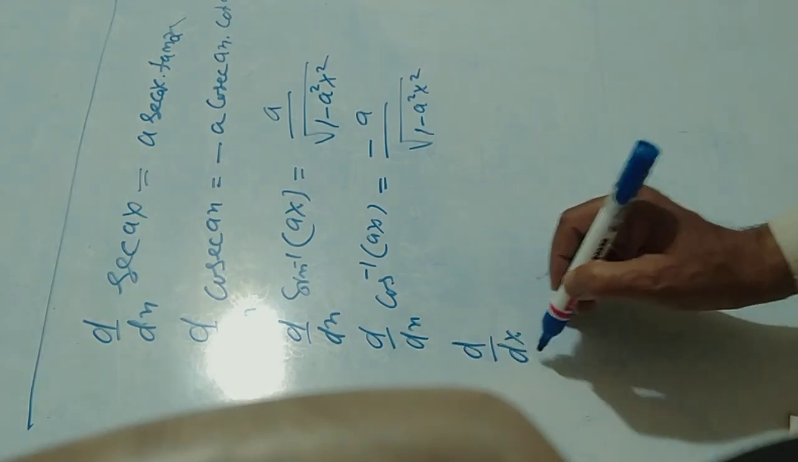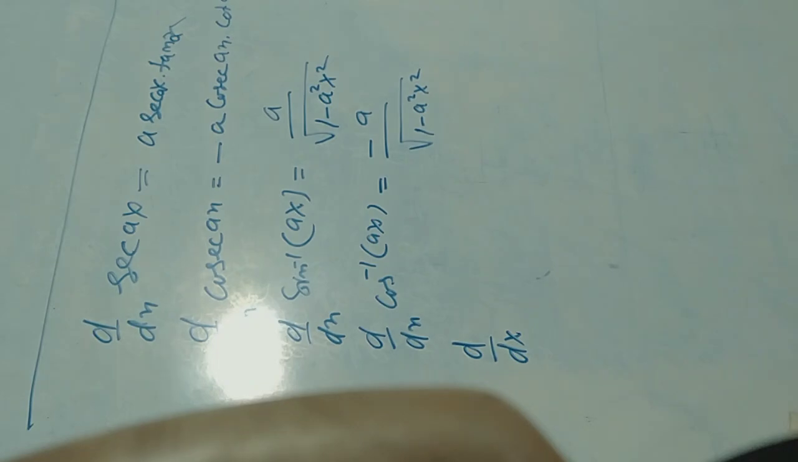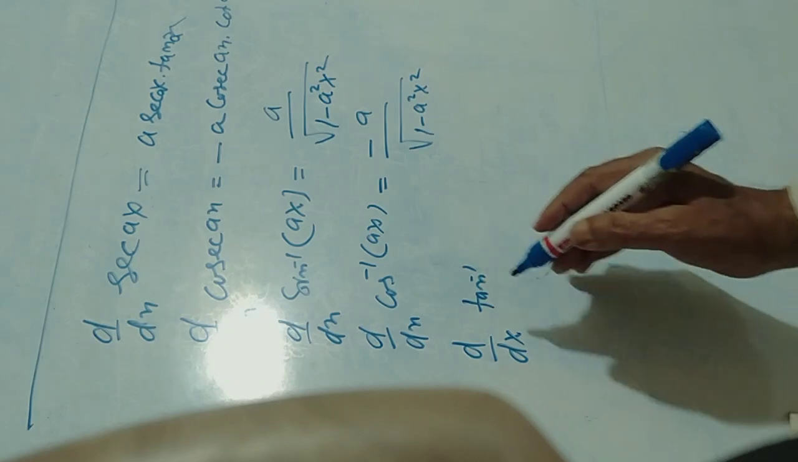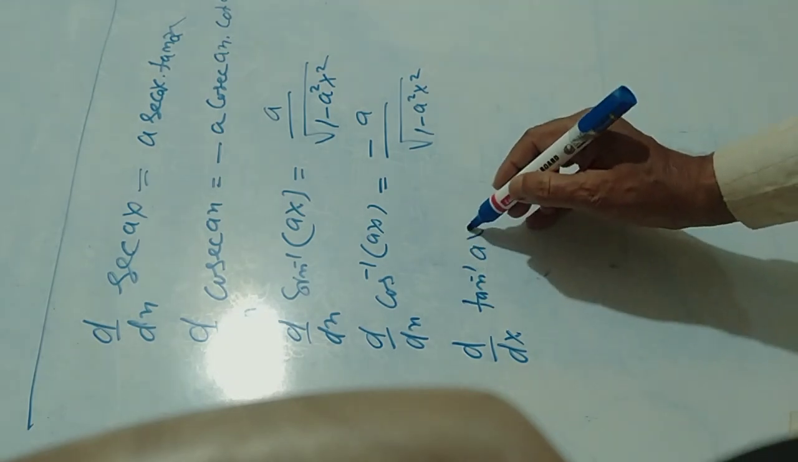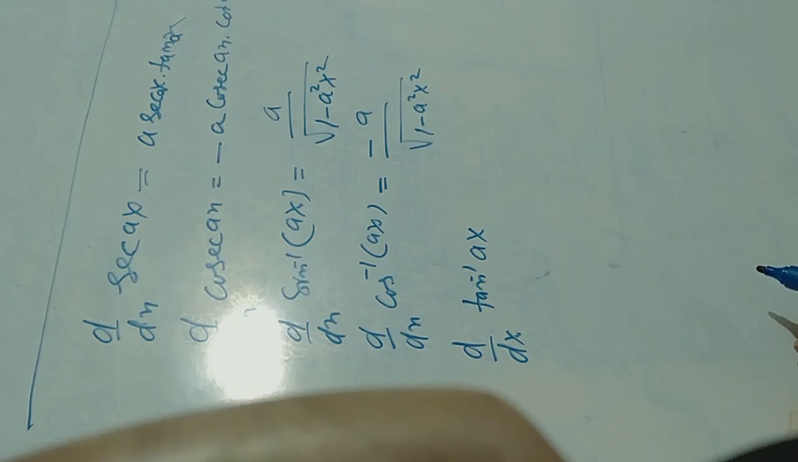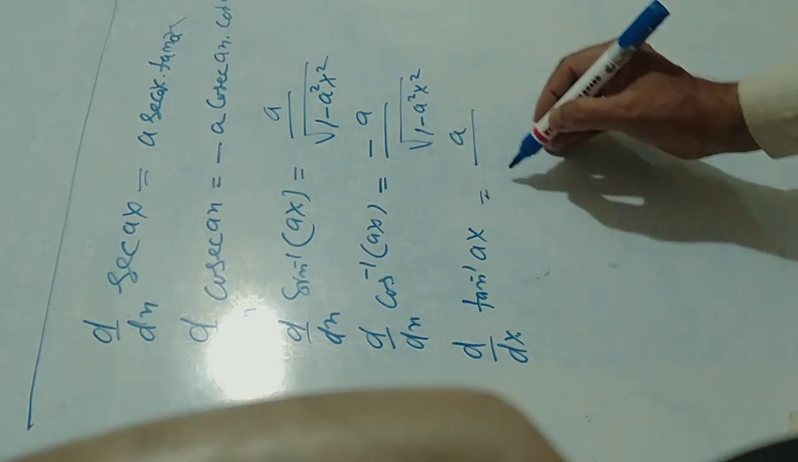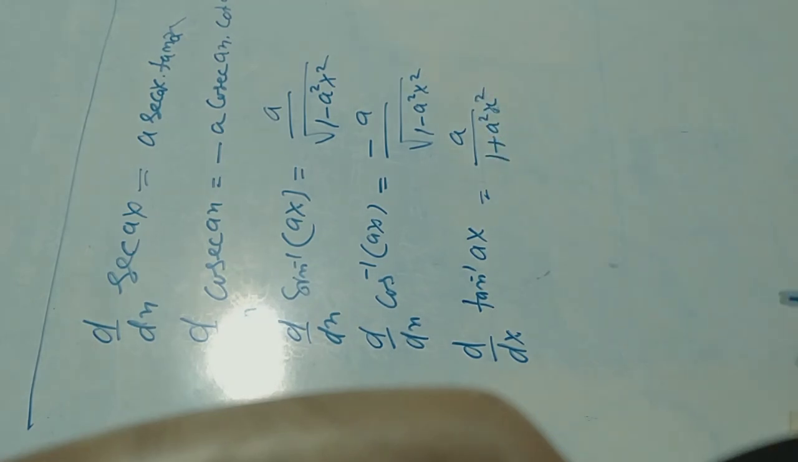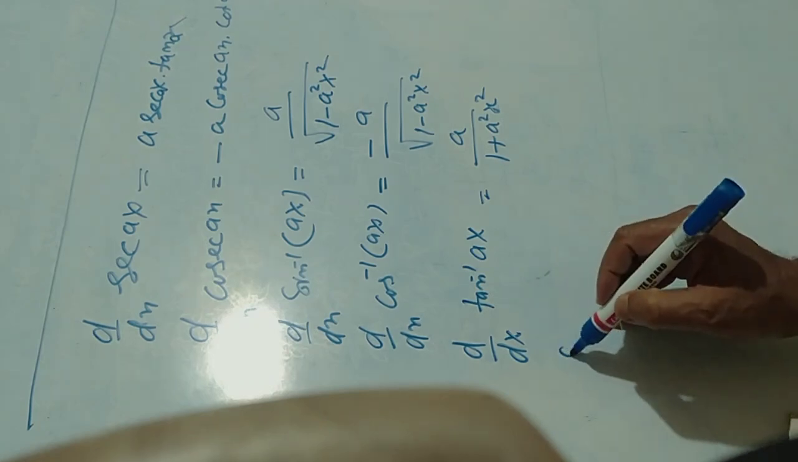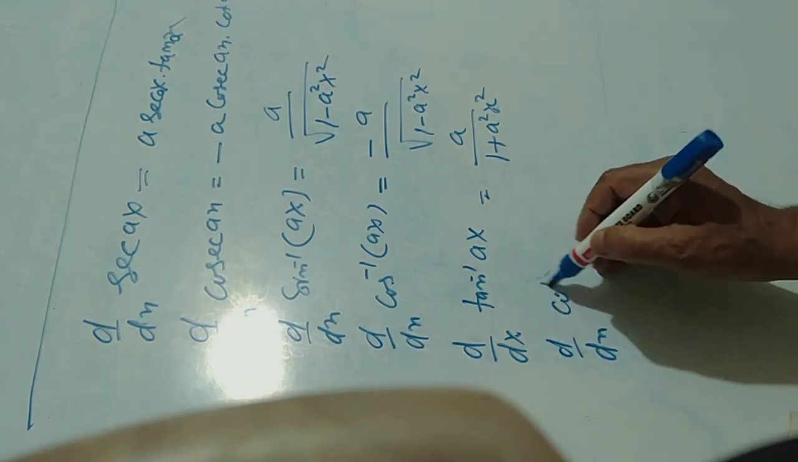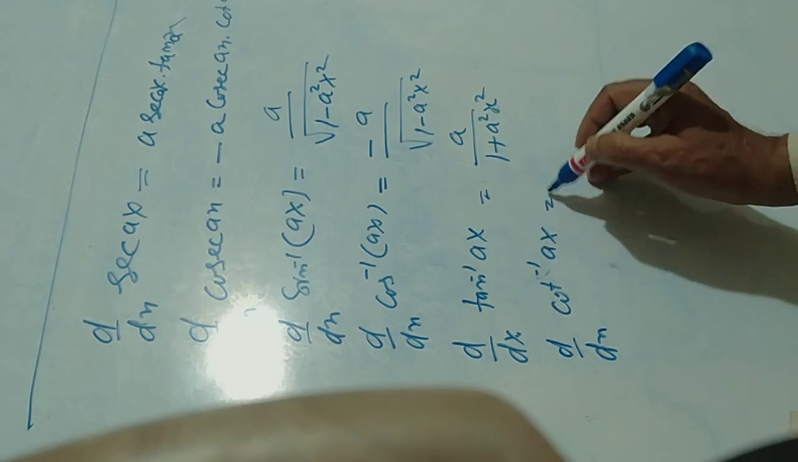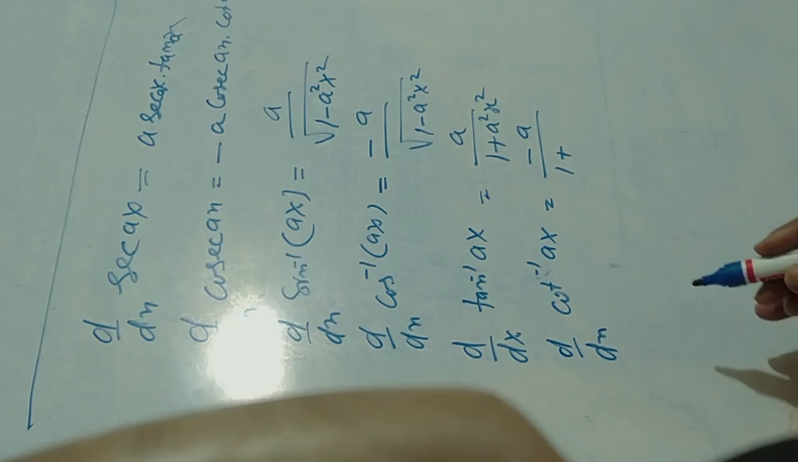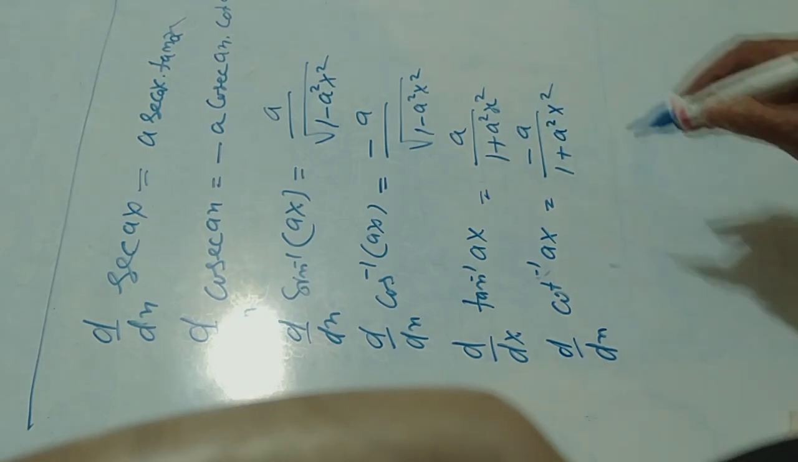d/dx of tan inverse ax, right? This is equal to a upon 1 plus a square x square. d/dx of cot inverse ax is equal to minus a upon 1 plus a square x square.